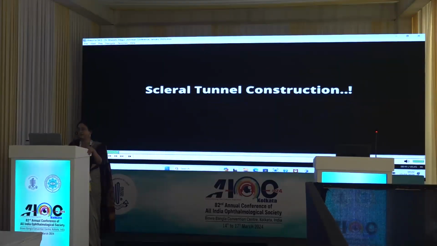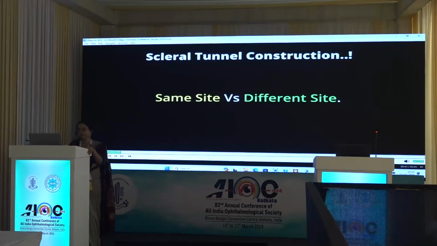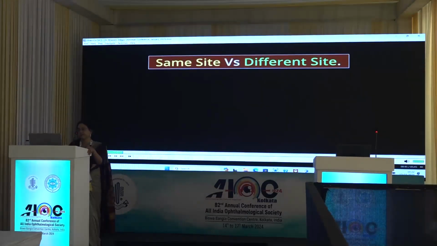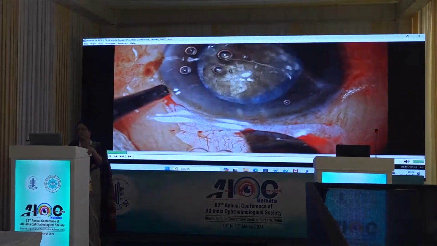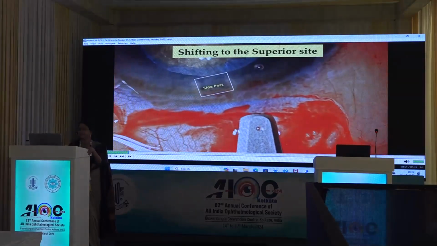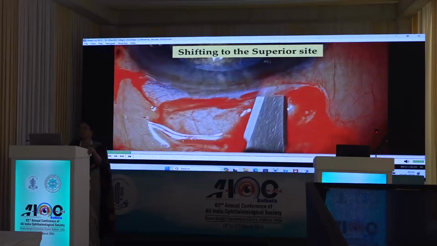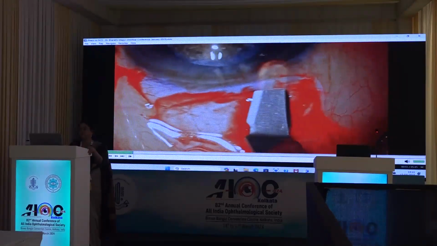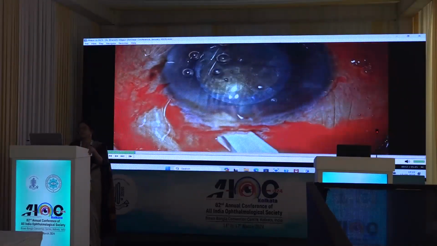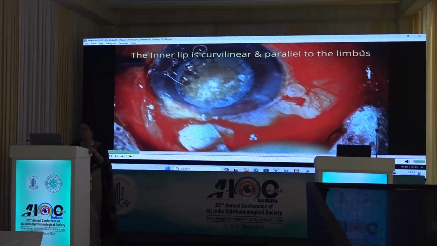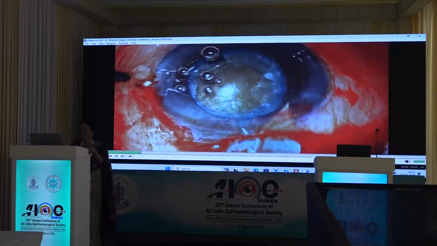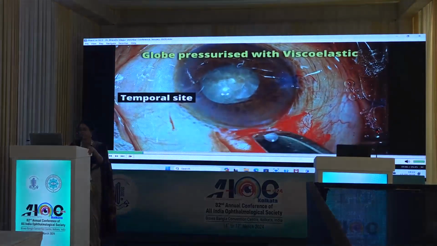The scleral tunnel construction has to be done depending on the site, whether you want to neutralize the pre-existing astigmatism and the surgeon's comfort level. Shifting to the superior side, you are always worried that there is a side port sitting at the superior side, but don't be afraid, because when you create a self-sealing sclerocorneal tunnel, it is never going to coincide with your side port incision.